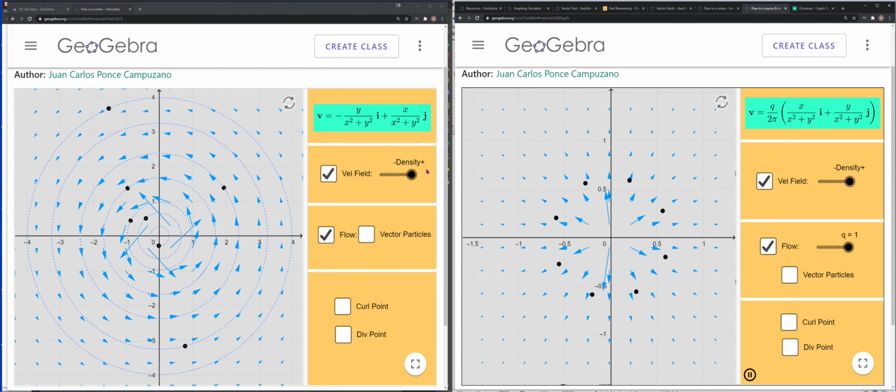And for different vector fields, you're going to have a different pattern of vectors. For this vector field, the pattern of the vectors is that it's circulating around like this. And for this vector field, the pattern of the vectors is that it's a radial vector field. It's coming out of the origin.